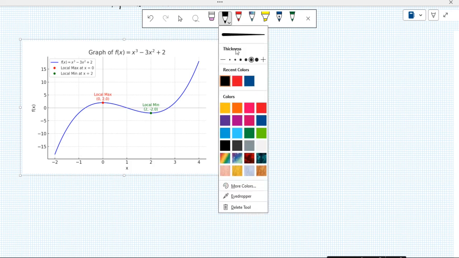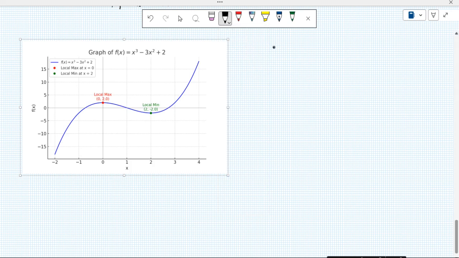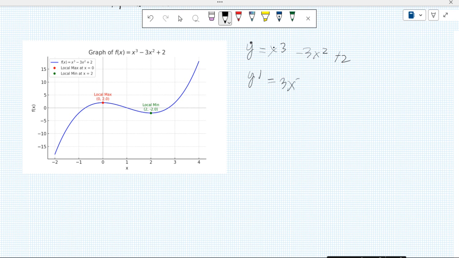take first the first derivative. So the first derivative is, so let's write it first. y equals x cubed minus 3x squared plus 2. Now the first derivative, we identify that to be something like 3x squared minus 3 multiplied by 2x.